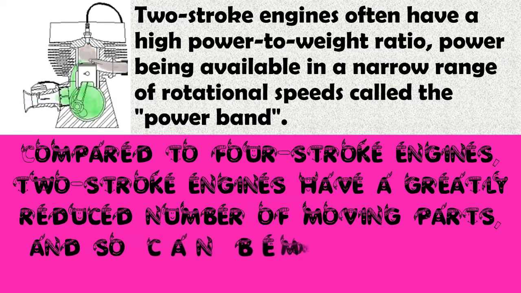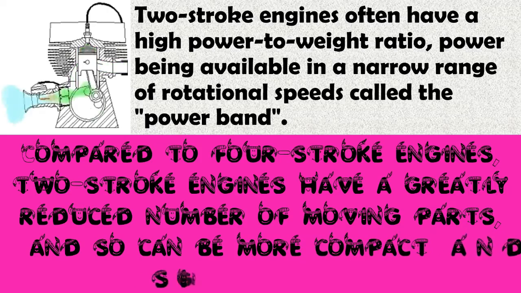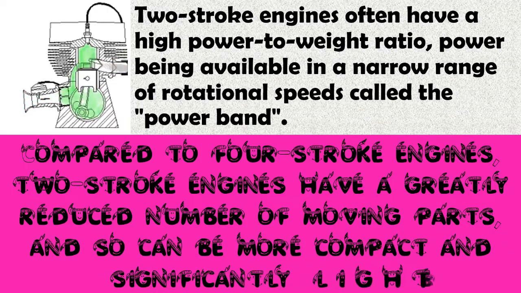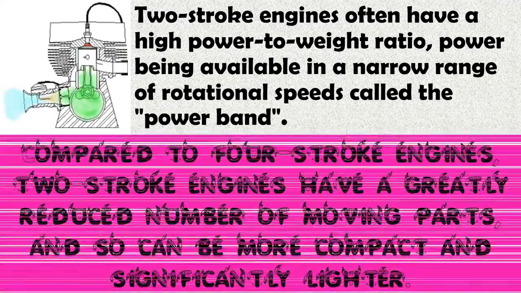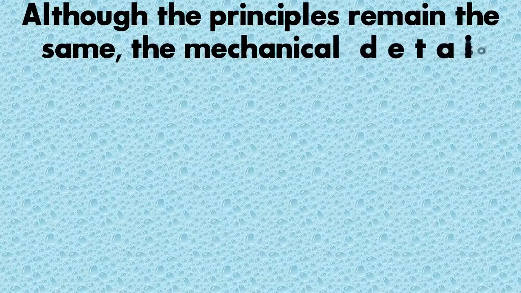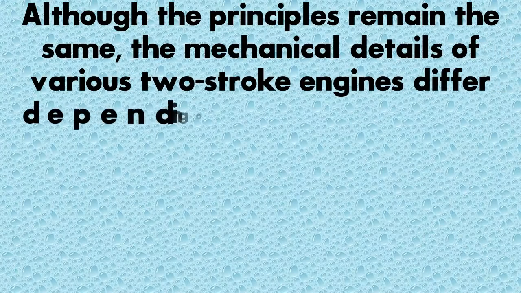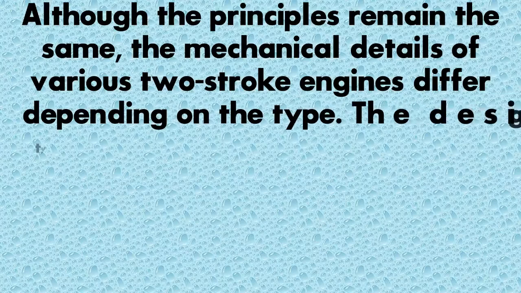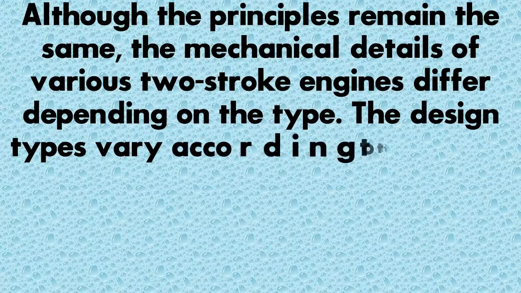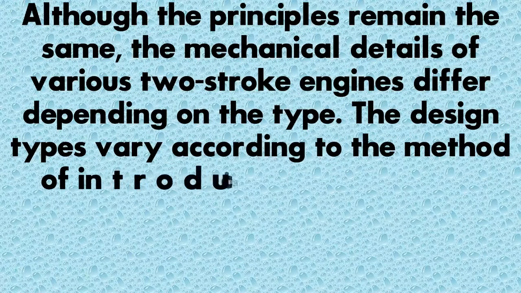Although the principles remain the same, the mechanical details of various two-stroke engines differ depending on the type. The design types vary according to the method of introducing the charge to the cylinder, the method of scavenging the cylinder, exchanging burnt exhaust for fresh mixture, and the method of exhausting the cylinder.